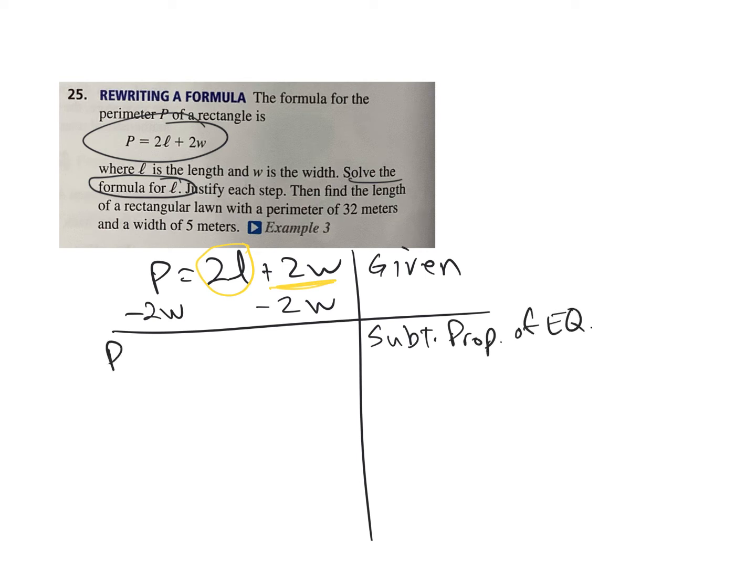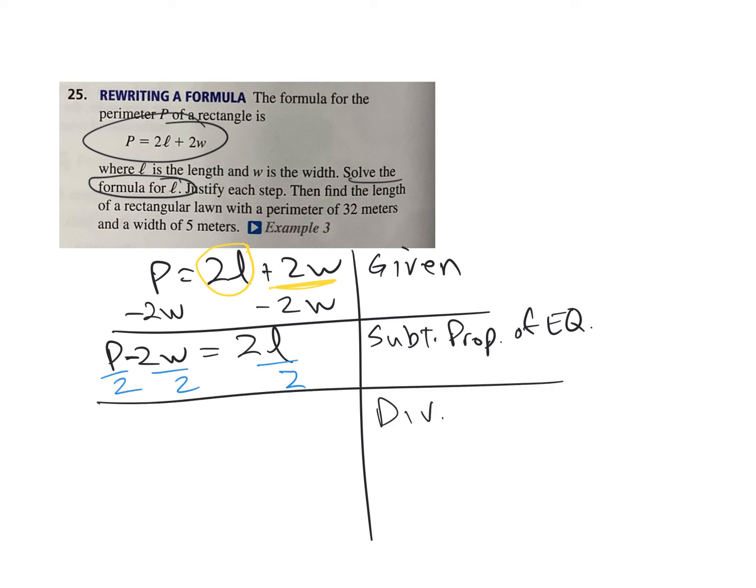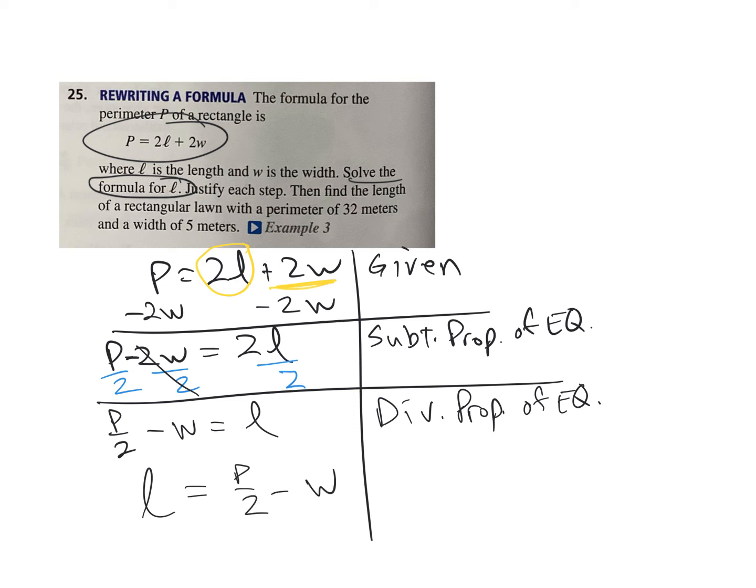Okay, and what do we have? We have P minus 2W. Can't put those two together because they have different variables, and that equals 2L. And now we're going to divide the 2 off of every term. That's the division property of equality. Okay, so we have P over 2, and the 2 over 2 reduces to 1, so that's 1W, equals L. And to keep up with what the book's doing, you can go ahead and put L on the left and say P over 2 minus W, and that's the symmetric property of equality. Or symmetric property, that's good enough.